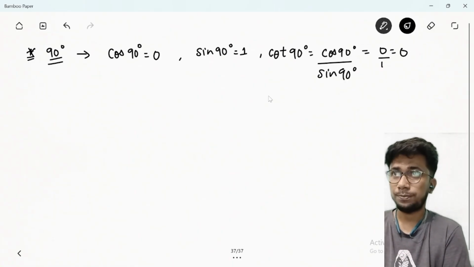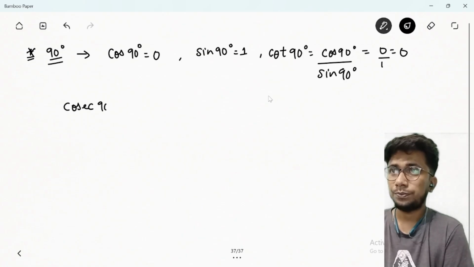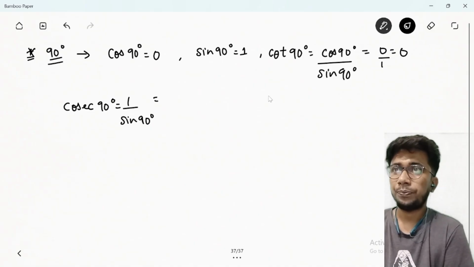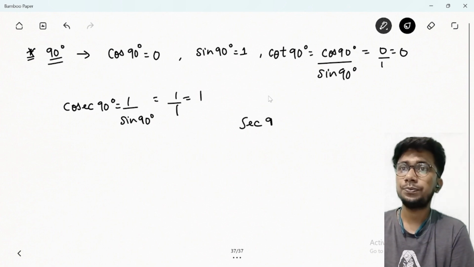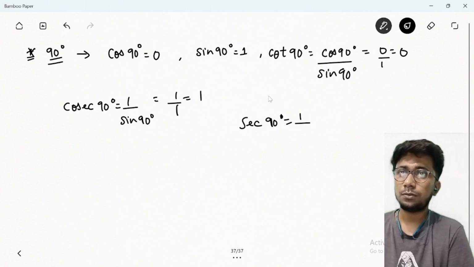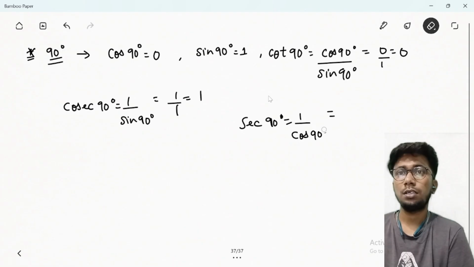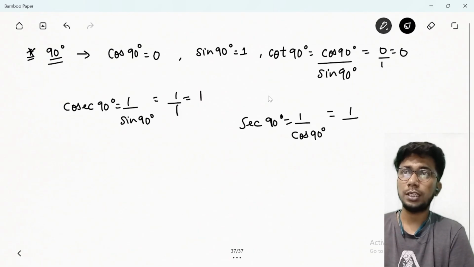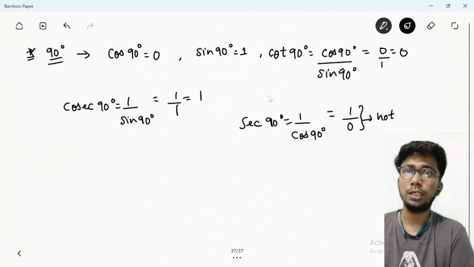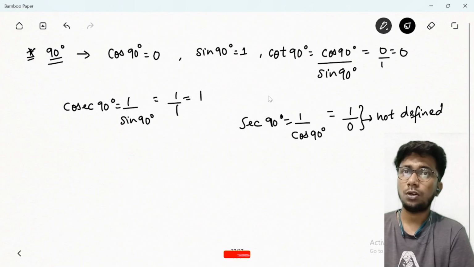Now what about cosec 90? Cosec 90 is nothing but 1 upon sin 90, that is 1 upon 1, and it is going to give you 1. Now what about sec 90? Sec 90 is 1 upon cos 90. And what was cos 90? Cos 90 was 0. So this will be not defined. We know that 0 cannot come in the denominator. So it is not defined.